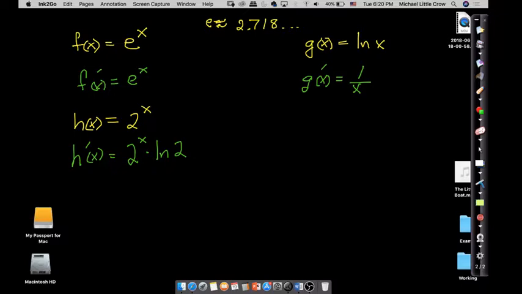Instead of using 2, they'll use the function b to the x. This is kind of sloppy, but I'll take the derivative of b to the x, and I'll just say it's b to the x times the natural log of b, and b could be any number. So you just remember this and you do it.